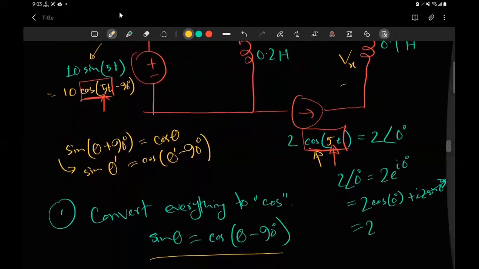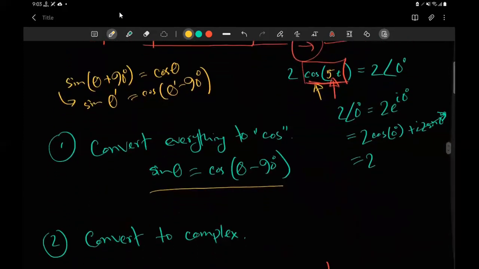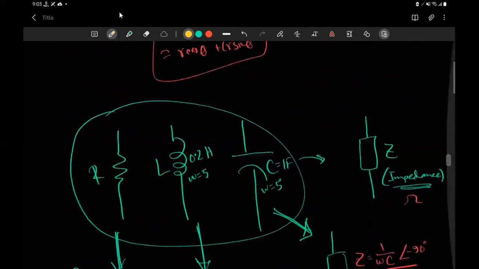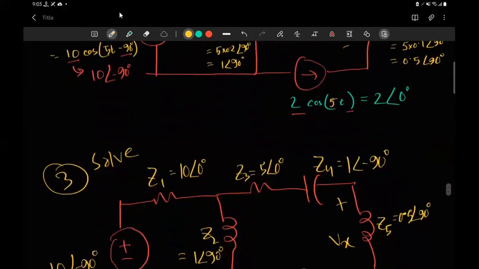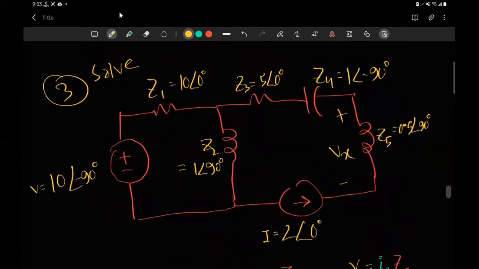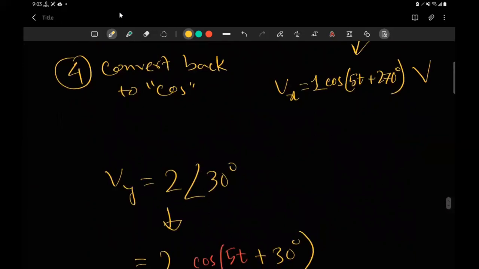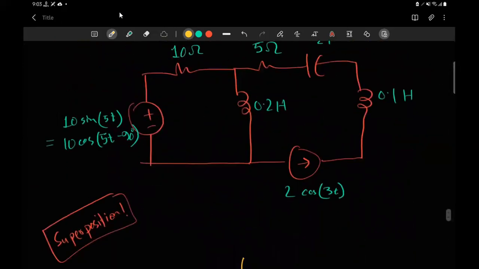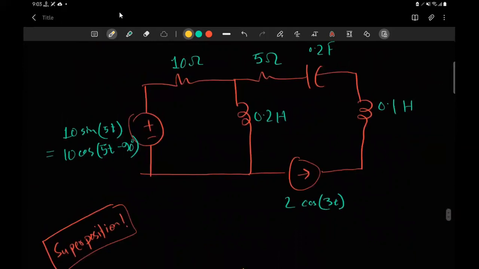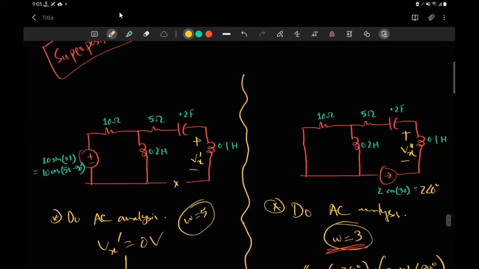Okay, so you have to convert everything to cos, then convert everything to complex numbers, then just solve your problem as you would in DC problems, and finally convert it back to cosines. And if the frequencies were different, for example for this problem 5t and 3t, what you have to do is just use superposition to separate them, to make them into two separate problems where the omegas don't overlap, so you only have one omega part.